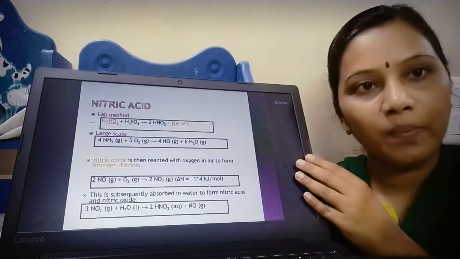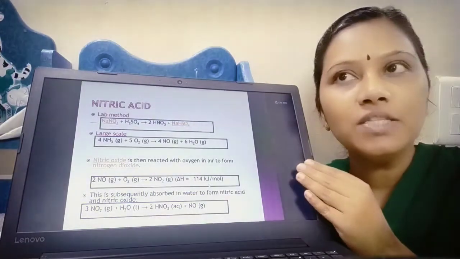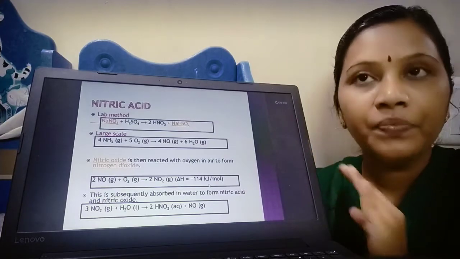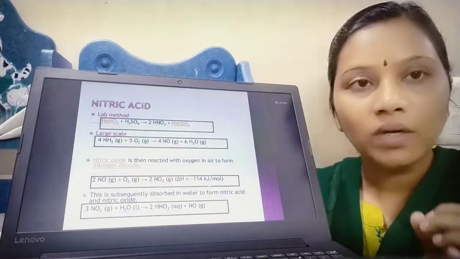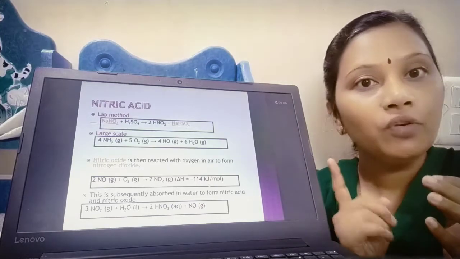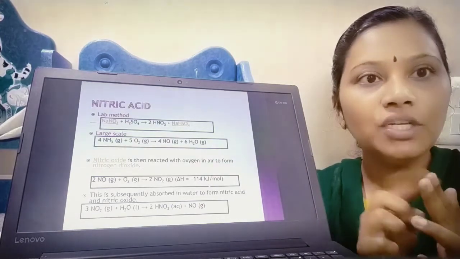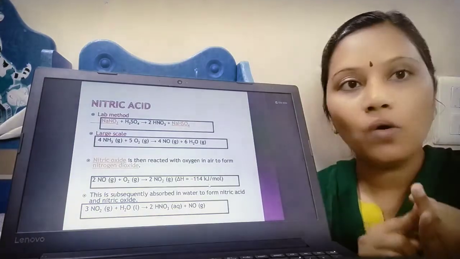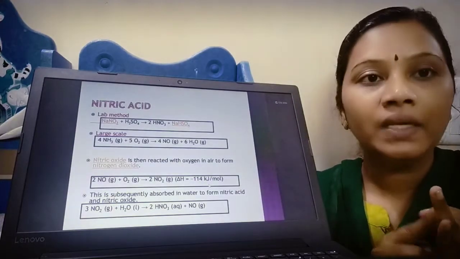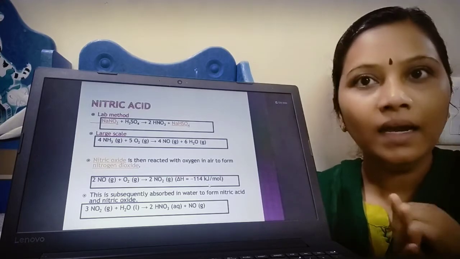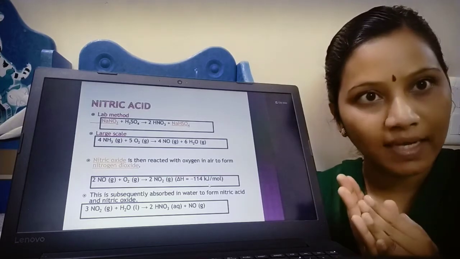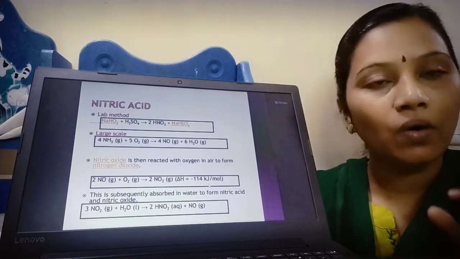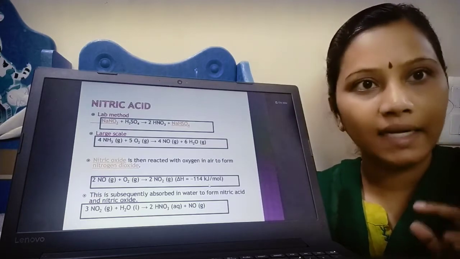So our next topic is nitric acid. Oxides of nitrogen are not included for the final exam, but nitric acid is included. So how to prepare nitric acid? What is the formula for nitric acid? Before telling the formula, let me differentiate between nitric acid and nitric oxide. Nitric oxide, you know, is laughing gas, NO. Nitric acid is HNO3. Just as H2SO4 is sulfuric acid, HNO3 is nitric acid. Nitric oxide is NO, also called nitric monoxide.